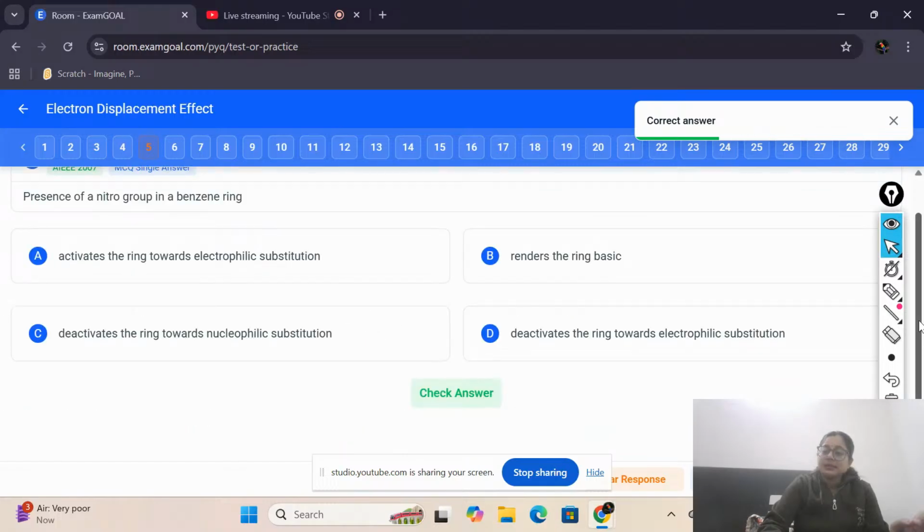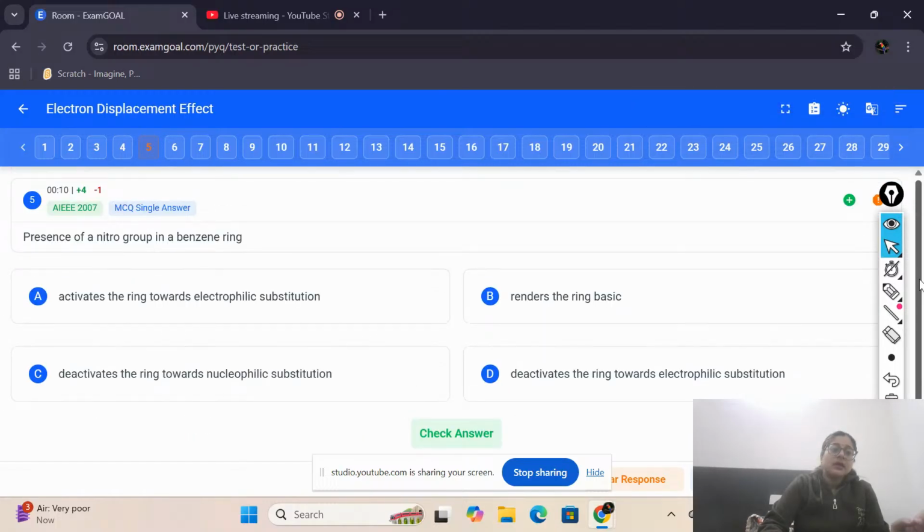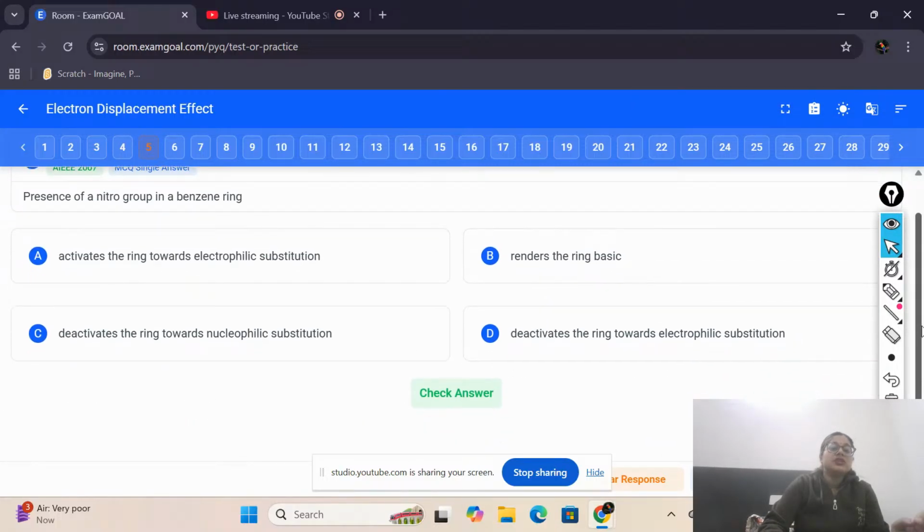Coming to the next: the presence of a nitro group in the benzene ring activates the ring, deactivates the ring, or what other effect? So this NO2 group is a meta directing deactivating group. So it deactivates the ring.